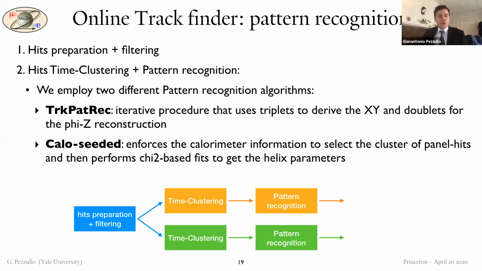One is the so-called TrackPathRec, which is essentially an iterative procedure that uses triplets to derive the circle part in the transverse plane, XY. And then we also perform the reconstruction of the helix in the phi-z plane, where phi identifies just the angular coordinate of a given hit with respect to the helix main axis. The other algorithm is instead a calorimeter-seeded algorithm, which uses the calorimeter information to select the cluster of panel hits to be processed, and then performs chi-square based fits on both the transverse plane and in the phi-z plane to reconstruct the helix parameters.